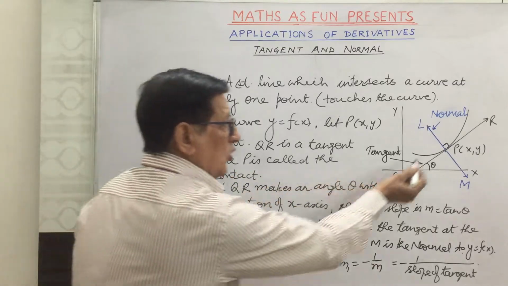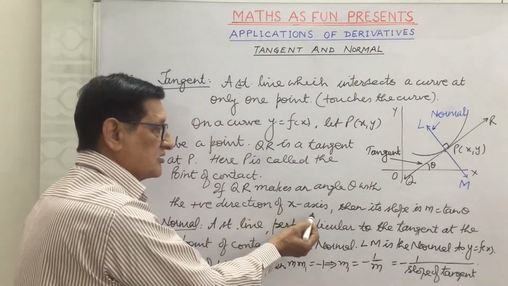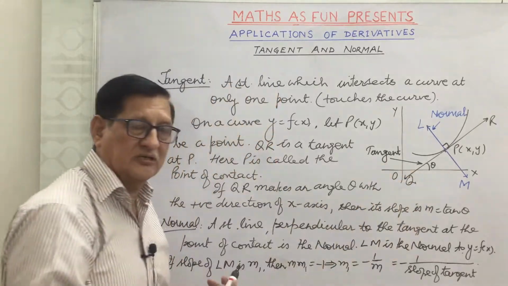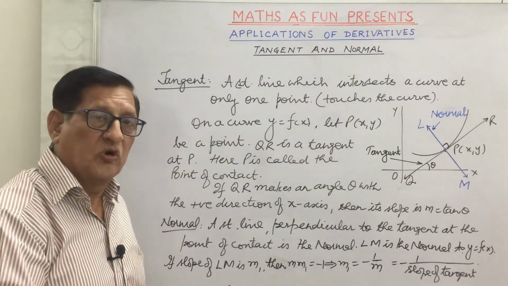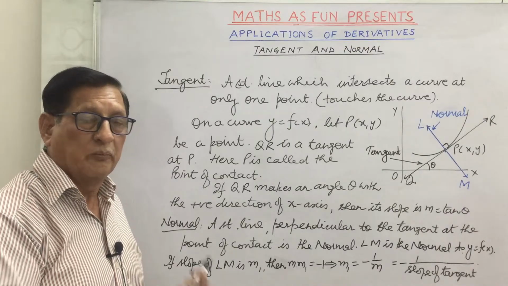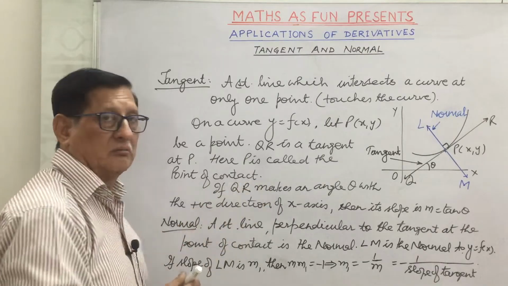If QR makes an angle theta with the positive direction of the x-axis, then its slope m is given by tan theta. That we know, the slope of a straight line is the tangent of the angle it makes with the positive direction of the x-axis. Then what is the normal?